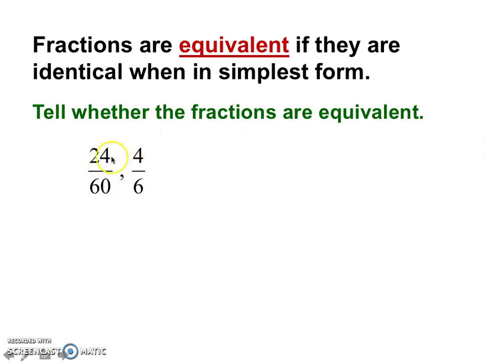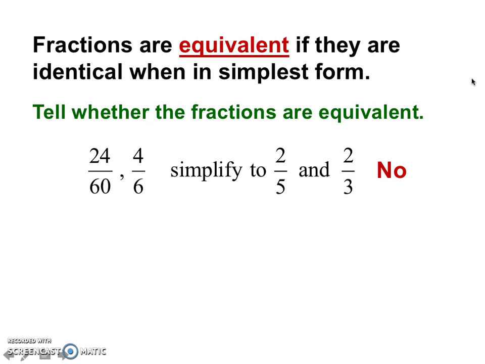First I need to think, how can I simplify 24 sixtieths? Well, 24 and 60 are both divisible by 12. All right, so I'd have 2/5, and 4 and 6 are both divisible by 2. So those would simplify to 2/5, and 4/6 would simplify to 2/3. So are those equivalent?